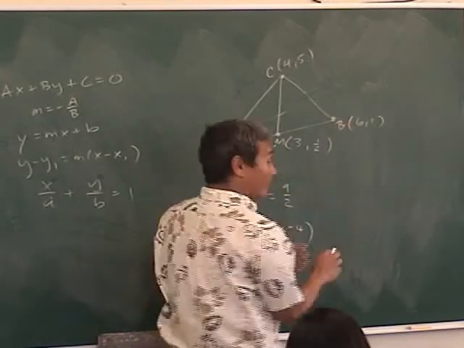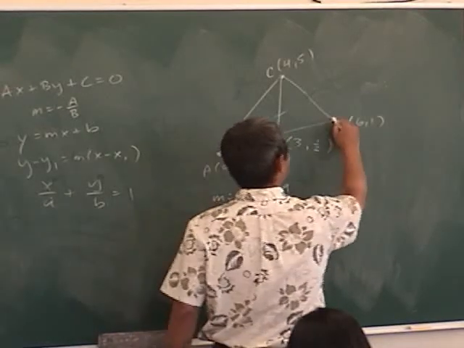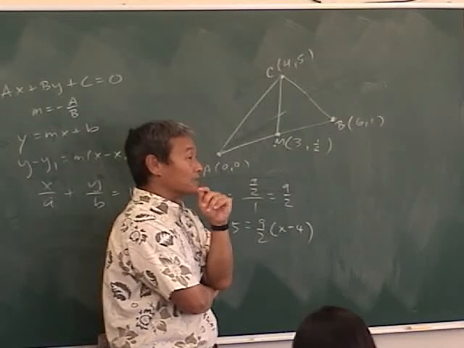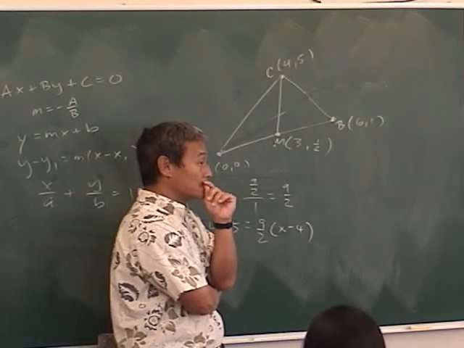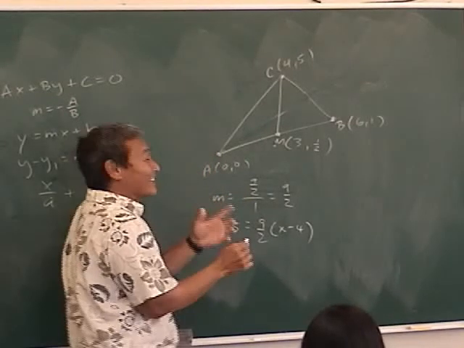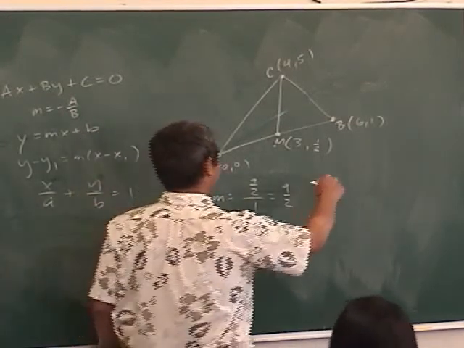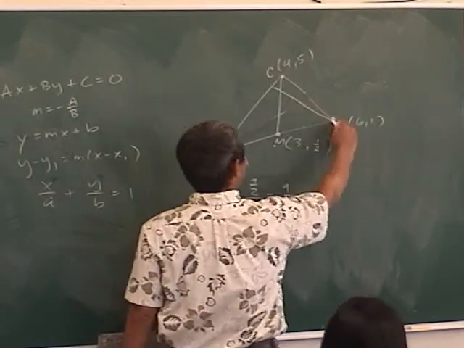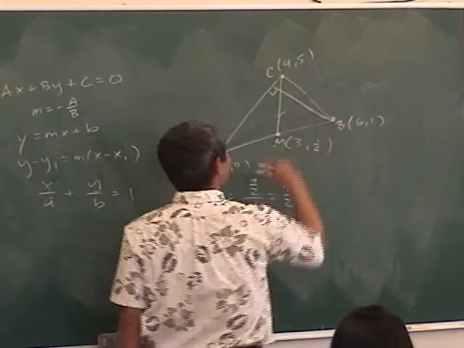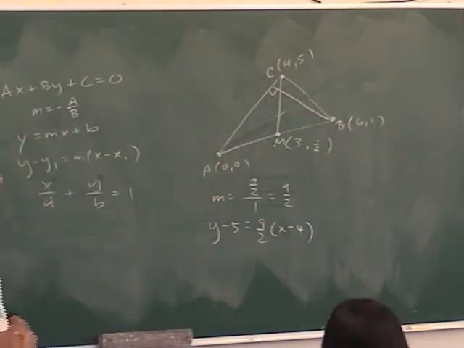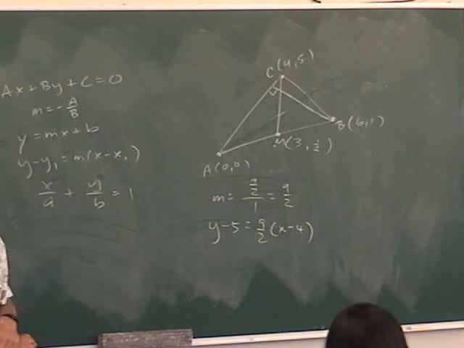Write the equation of the altitude from B. Now, what is an altitude? Height. Okay, here is the altitude. It goes through B and it is perpendicular to the opposite side. That's an altitude. Write the equation of the altitude.